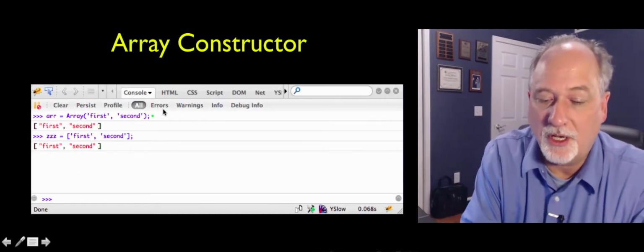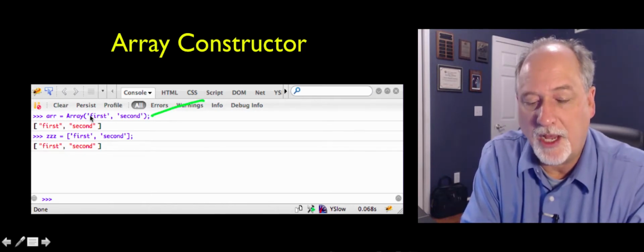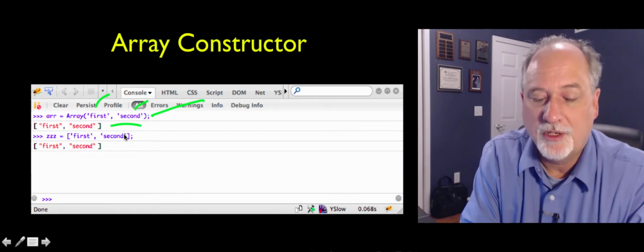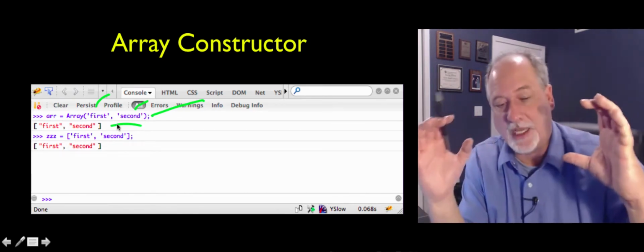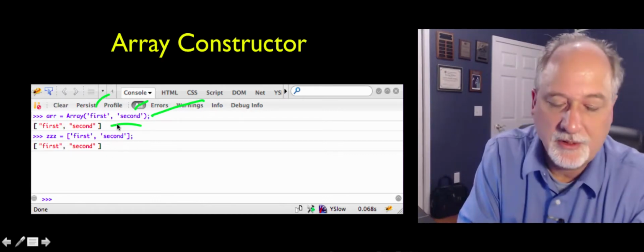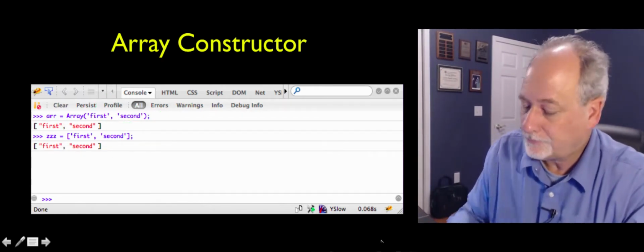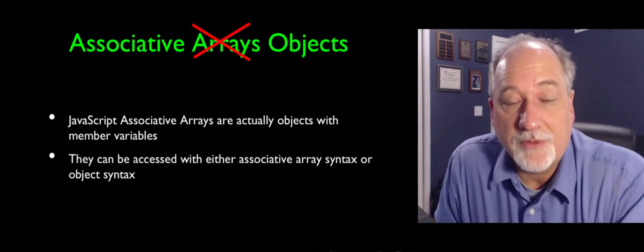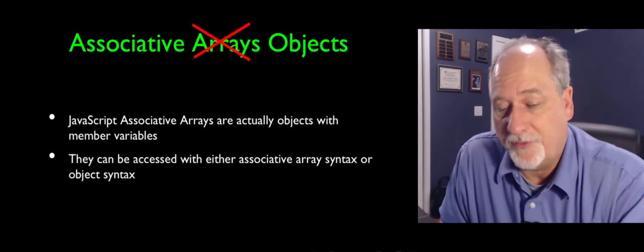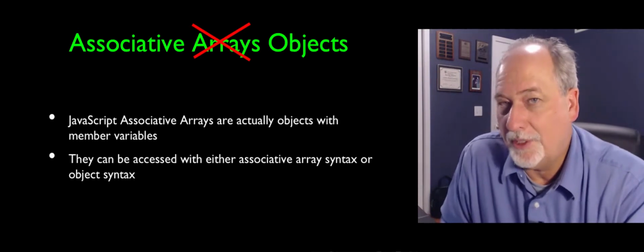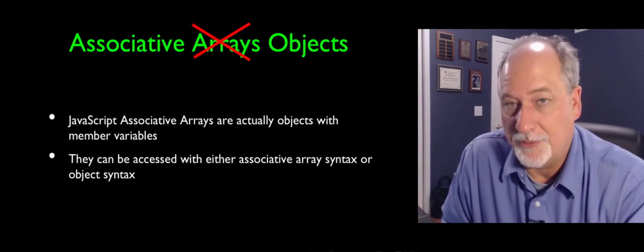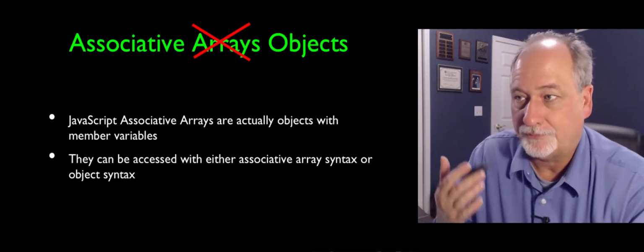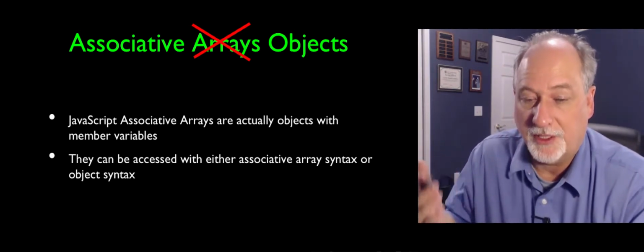You can also use the array constructor, where you say array, and then you have a 2-item list, or you can use the constant syntax, which is square brackets, and you get the same kind of a thing. So those are linear arrays. Now, JavaScript also handles associative arrays, but really, they're not really associative arrays. They are objects. And so when you start doing key value pairs, associative arrays, they're really objects.